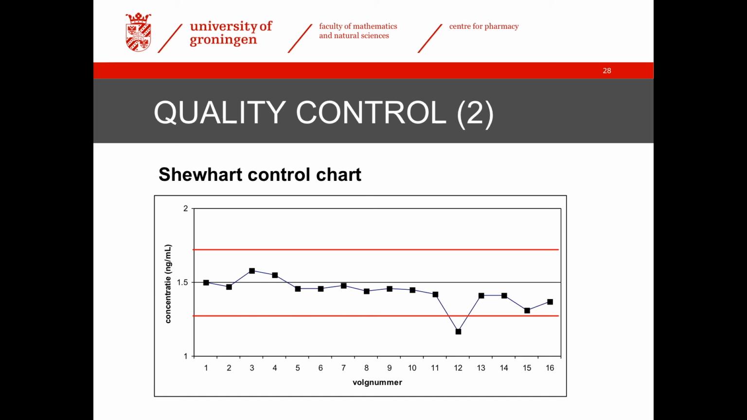A nice way to visualize the QC results is by plotting them in a so-called Shewhart chart. In this figure, the acceptance limits of 15% below and above the theoretical value are indicated with red lines. And one can now immediately see if a QC result passes or fails, and also trends can be picked up.